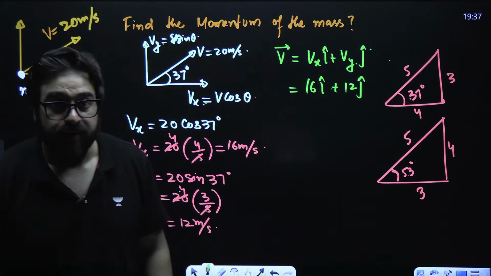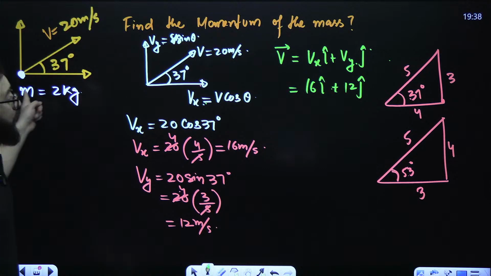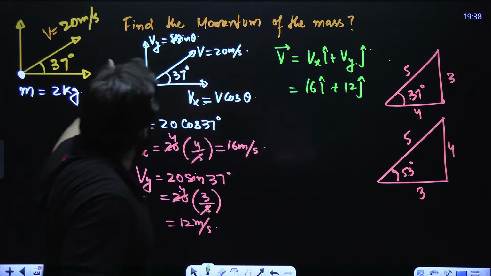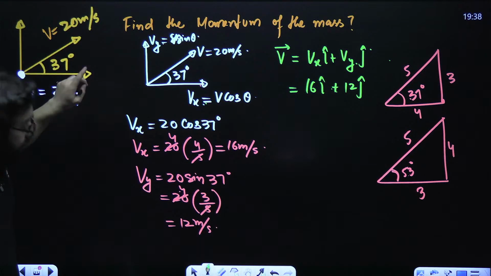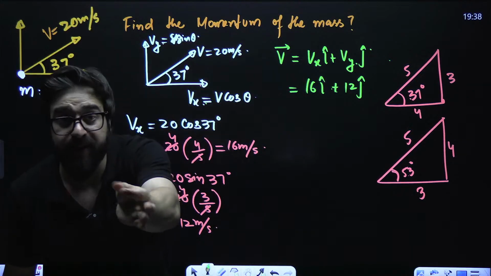Okay. Now guys, tell me one thing. You got the value of velocity. You have the mass. If velocity is given at some angle, in that case, you have to find its x and y components and then you can basically find the answer.